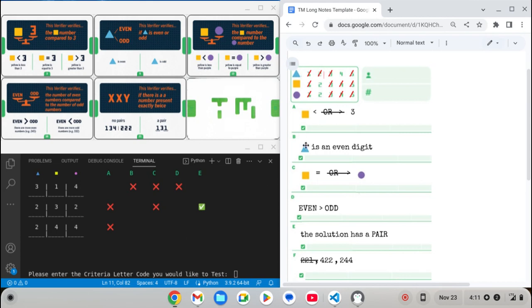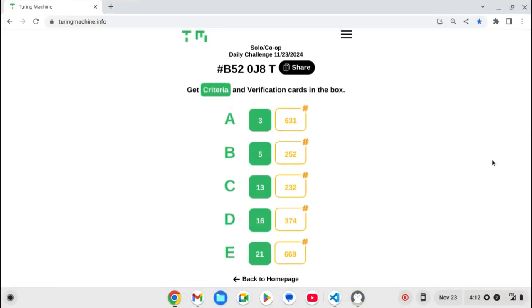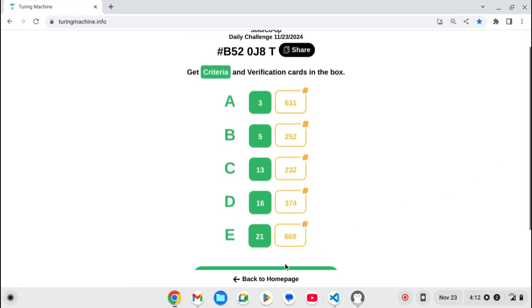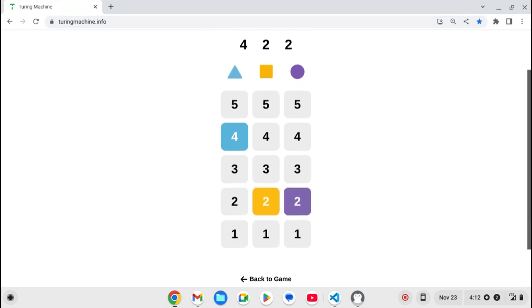Okay, and yeah, 2, 4, 4 failed. So let's go ahead and cross it out. Oh goodness. All right, so it looks like our solution should be 4, 2, 2. This is wild. Okay, so let's go verify. Yeah, 4, 2, 2 is our solution.